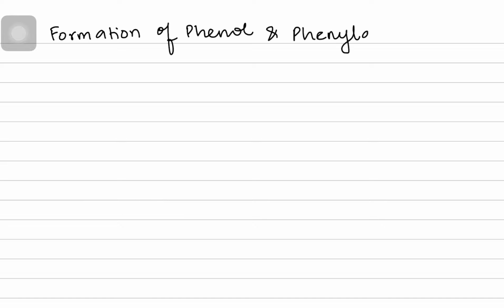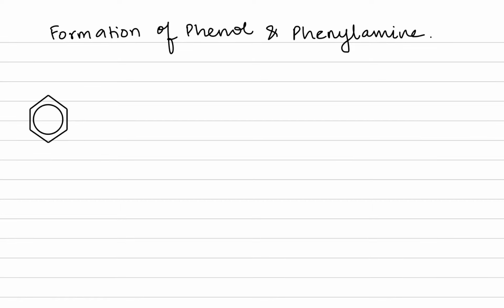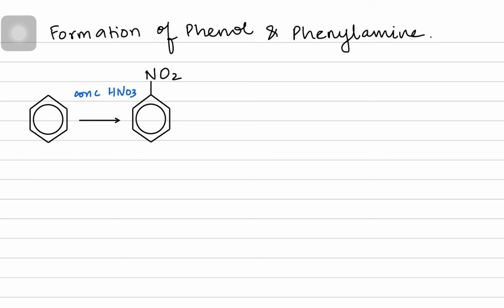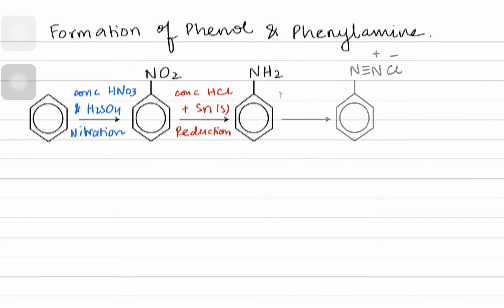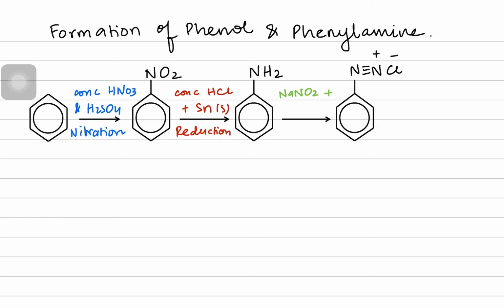Now let's have a bit about how we make phenol and phenylamine through the same series of reactions. First, you convert benzene into nitrobenzene using concentrated nitric acid and concentrated sulfuric acid as catalyst in the process known as nitration. You convert the nitrobenzene into phenylamine using concentrated HCl and tin metal, which helps in the reduction process, so the nitro group is reduced to amine group.